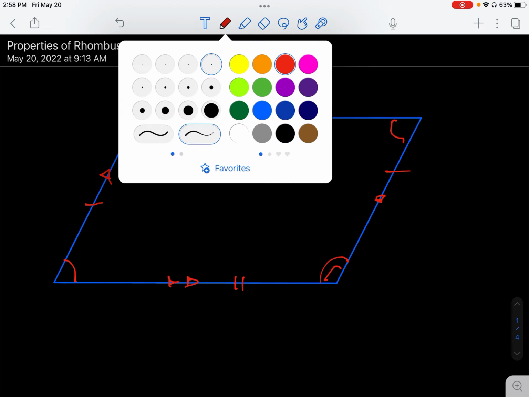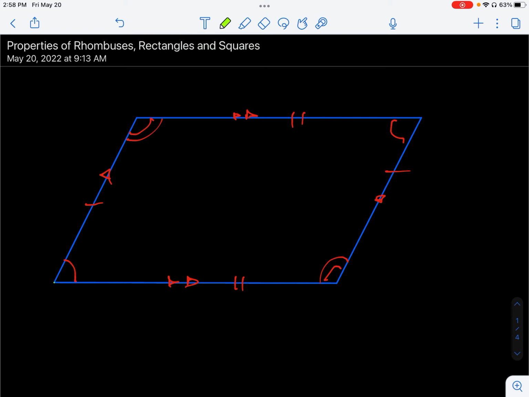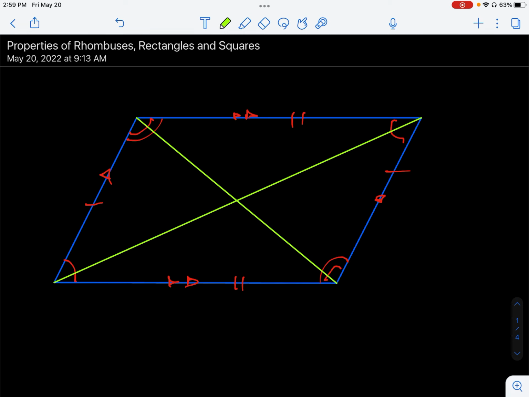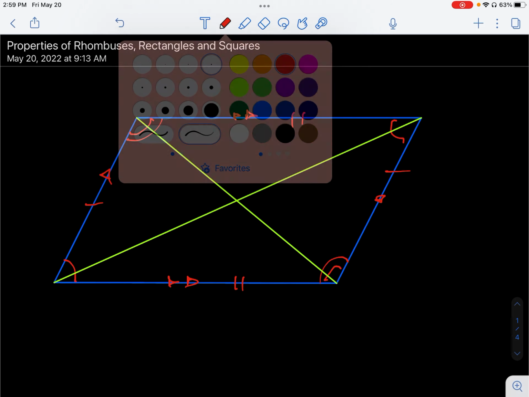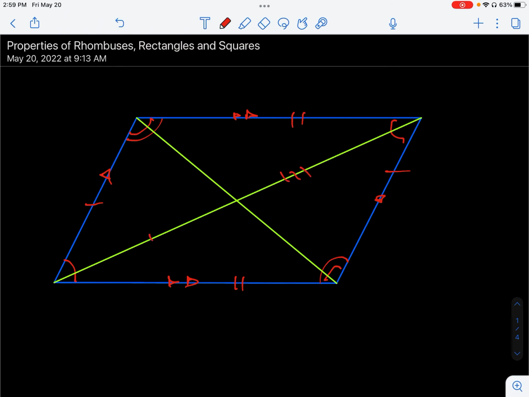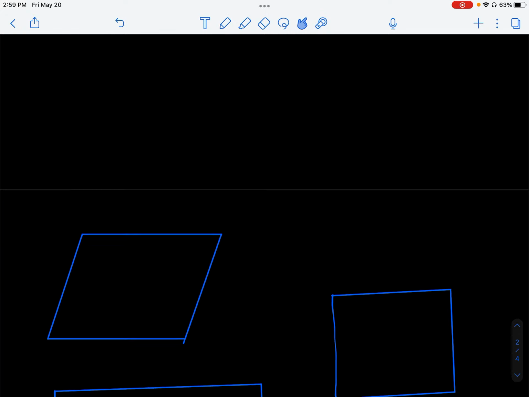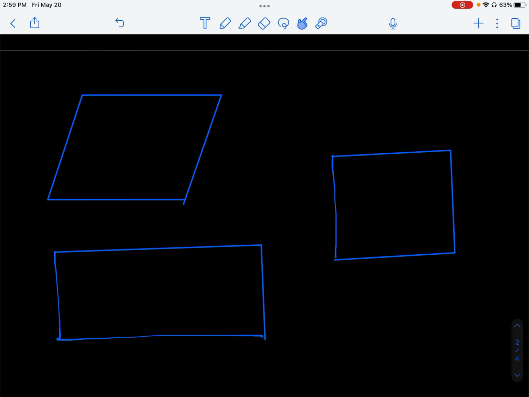We also know that the diagonals of parallelograms bisect each other into congruent segments. Why are we reviewing what we already know about parallelograms? Because there are special types of parallelograms.